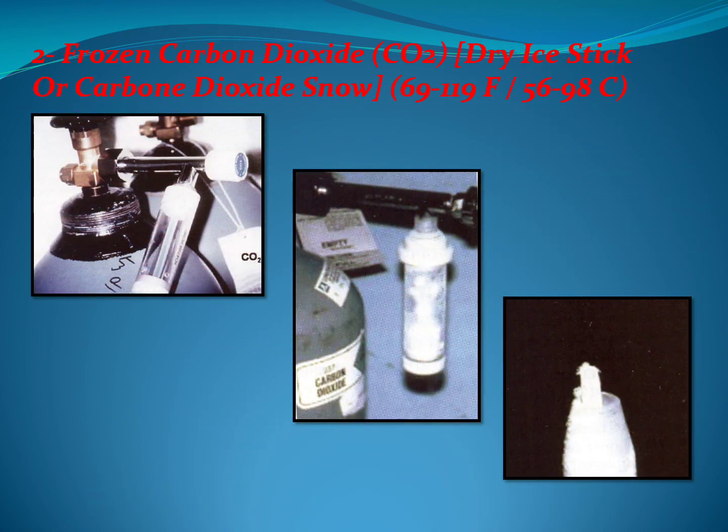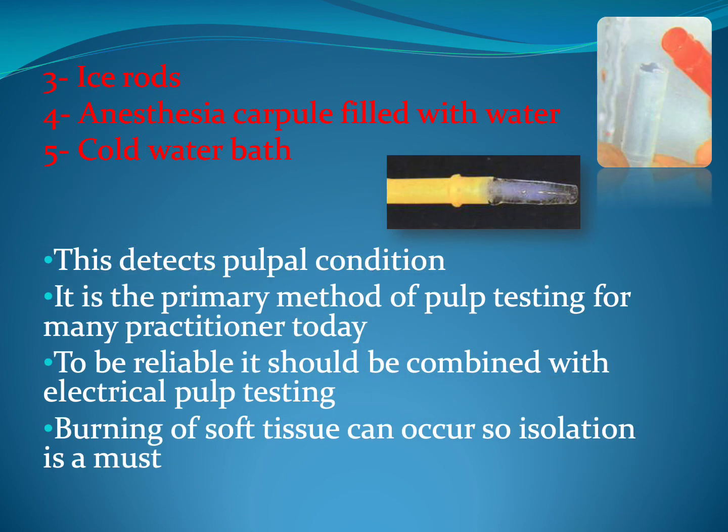Or we use frozen carbon dioxide. We can say the same about dry ice sticks also. We just make very small sticks and put them in the fridge, and we can use them like ice sticks. In the same manner we put it on the tooth to see if there is pain or not. Anesthesia carpules, we can just fill with water, make ice rods like this, or we can do a cold water bath. This detects pulpal condition.